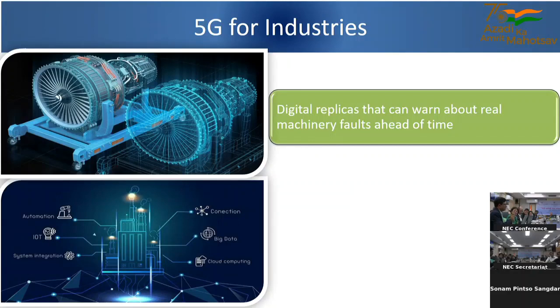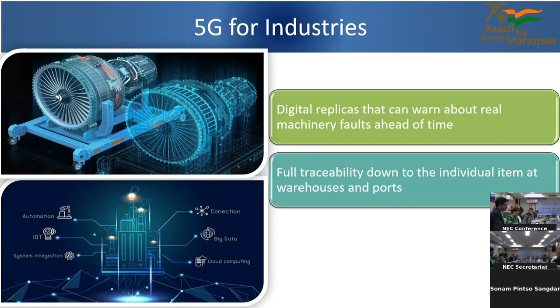So digital replica can actually, for example, let us look at our car. A car has so many parts and so many sensors are already placed by the manufacturers. If all those sensors are giving data to a central system, you can create that car virtually somewhere else and see what is not going right, and you can take advance action, or you can inform the driver. So digital replica is one which is important.